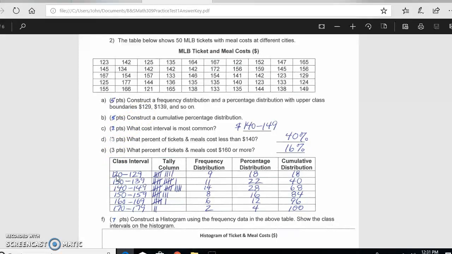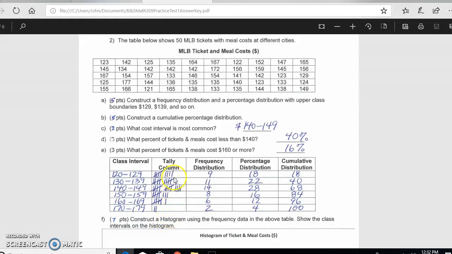All ticket and meal costs between 120 and 129. And then we're told that the second upper class boundary is 139. So in this row we're going to have all ticket and meal costs between 130 and 139, and so on. The next row is for ticket and meal costs between 140 and 149, then 150 to 159, 160 to 169, 170 to 179.